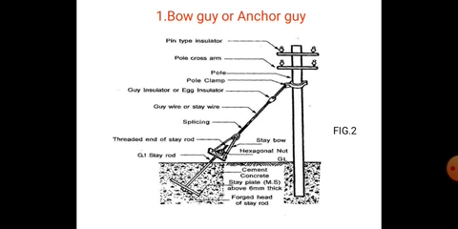Bow guy, right? Bow guy is nothing but we are connecting a guy wire. Here these are the insulators, pin type insulator, pole cross arm, right? Here we are using a horizontal cross arm, pole clamp, and guy insulator. There is no connection between the pole and the guy wire. Guy wire or stay wire, splicing, threaded end of the stay rod, GI rod.